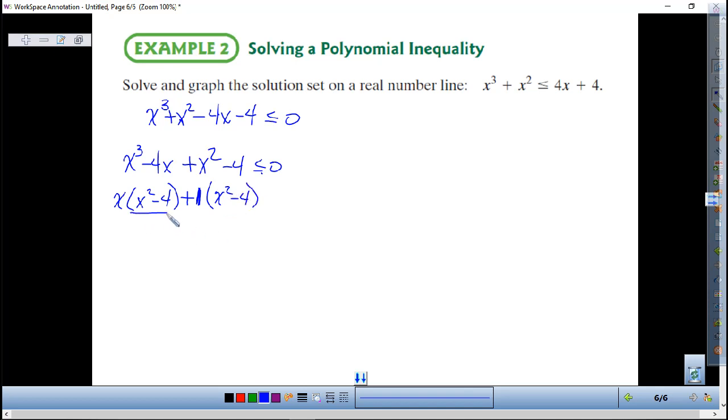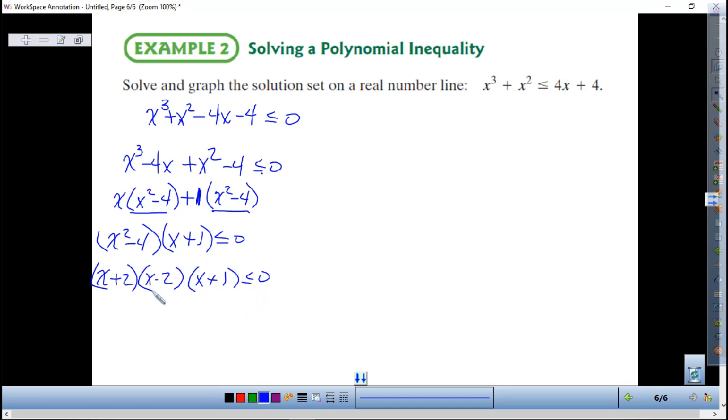Now, the fact that these are both the same means I can now factor those out. So x squared minus 4 times x plus 1 is less than or equal to 0. Now, of course, this is a difference of squares. So we're going to have x plus 2, x minus 2, x plus 1, and that is less than or equal to 0.